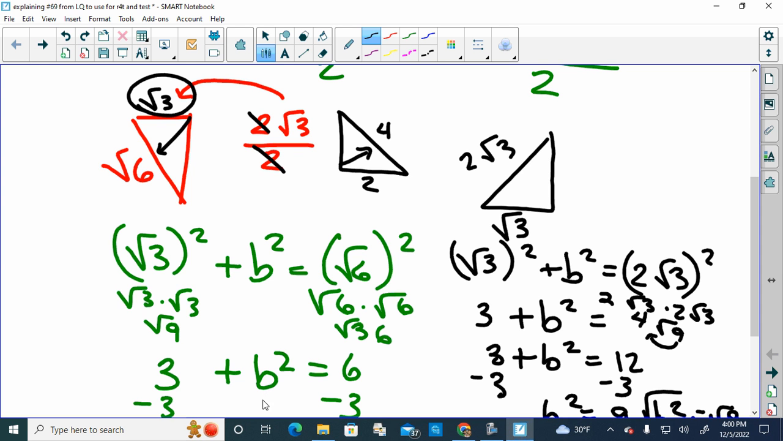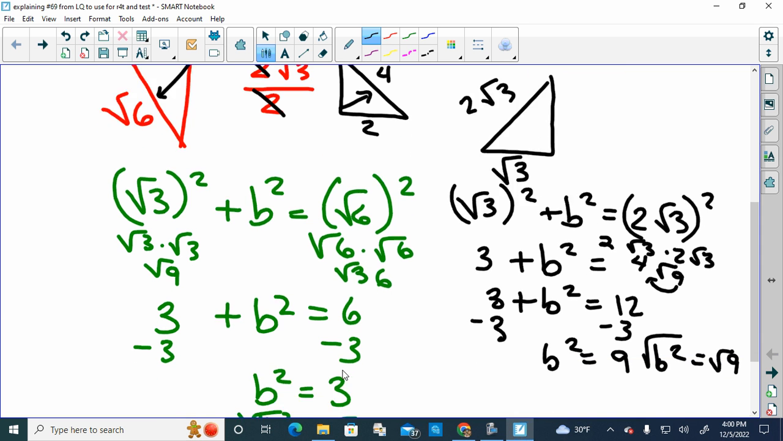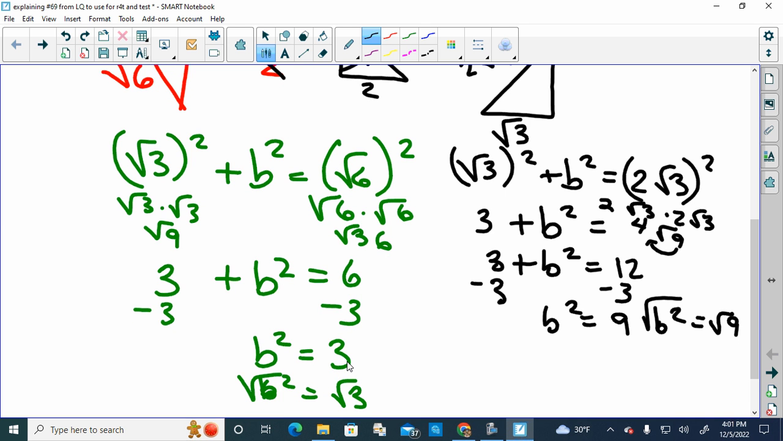Well, we don't have the answer for the b squared yet. So now I need to square my c. This one was my c, so I'm going to do the same thing. I'm going to go rad 6 times rad 6, which is rad 36, and the square root of 36 is 6. Now I've got to get the b squared by itself, so I subtract 3 over to the other side. So now I have b squared equals 3.